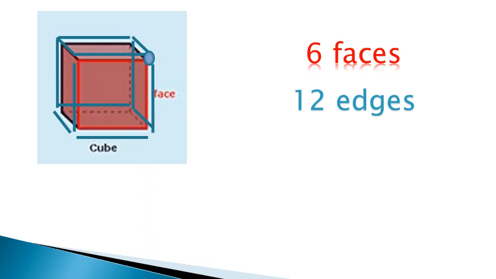How many corners does the cube have? This part is called a corner. Let's count. 1, 2, 3, 4, 5, 6, 7, 8. The cube has 8 corners.